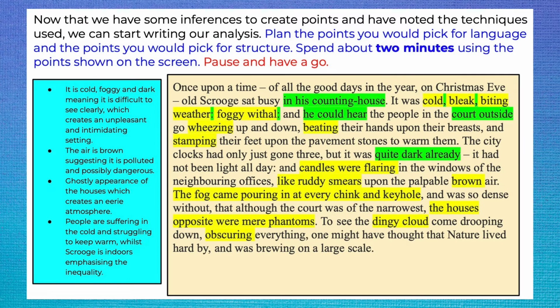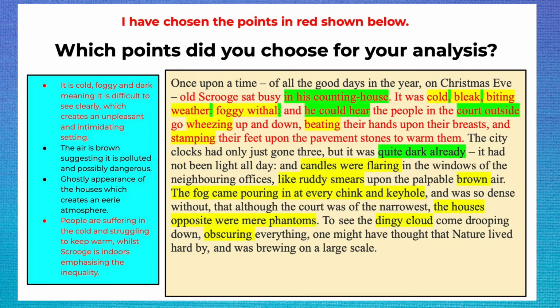Now that we have some inferences to create points and have noted the techniques used, we can start writing our analysis. So plan the points you would pick for language and the points you would pick for structure. Spend about 2 minutes using the points shown on the screen. So pause and have a go now. I have chosen the points in red shown below. Which points did you choose for your analysis? It's completely up to you. Just make sure you're clear on why you have chosen it and exactly how it links to the intense setting.